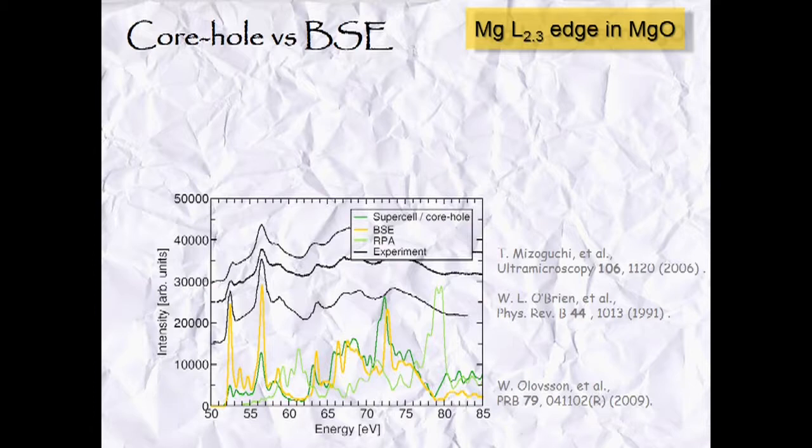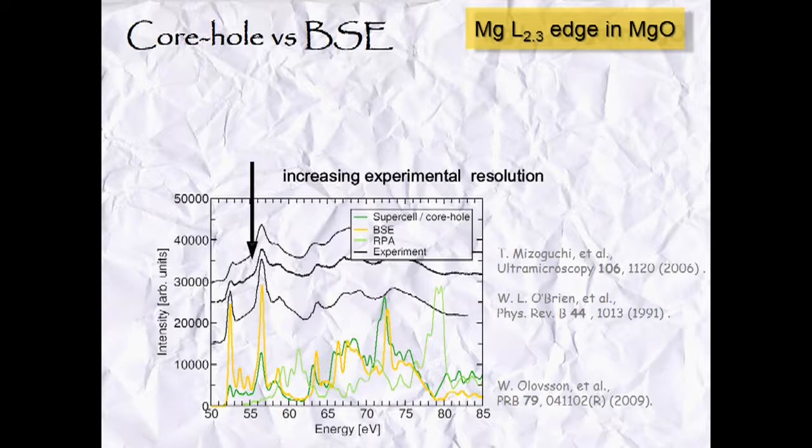So the question is, which one is better? Okay, we probe it against experiment. What we see here are 3 different experiments for the same material and the same edge. Going from top to bottom, the resolution increases. So if we only had the first experiment with bad resolution and the supercell core hole approach, the green curve, you would argue this is perfect agreement. No?